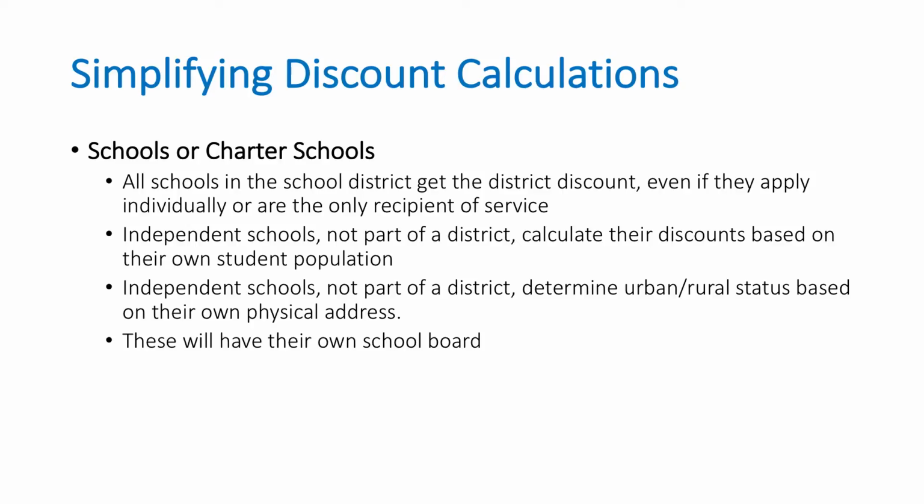Schools and charter schools. In most cases they do reside within a school district, but if they are their own school or charter school and they have a separate school board, not affiliated with the school district they reside in geographically, they factor their own discount based upon their own student population and not the school district, because they're not part of that school district. They're their own school or school district. And that urban and rural status is calculated by that address as well.